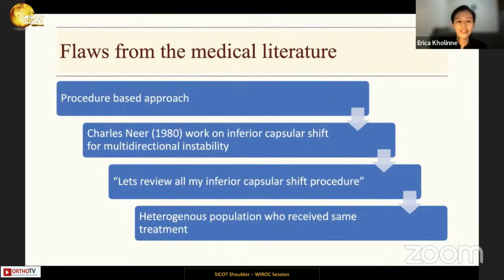I admire Dr. Charles Neer, of course. He is a pope in shoulder surgery. Historically, but the medical literature regarding instability has a number of flaws.